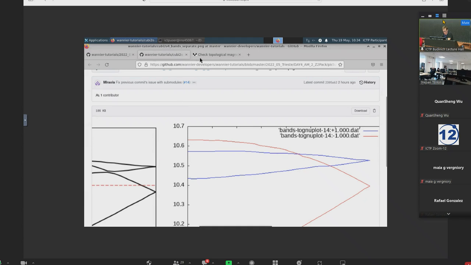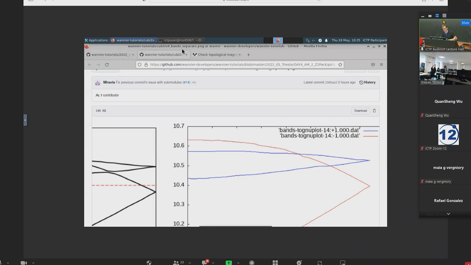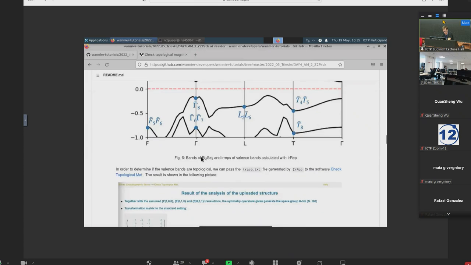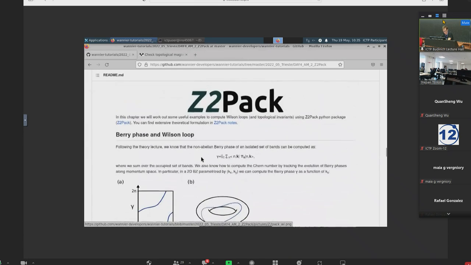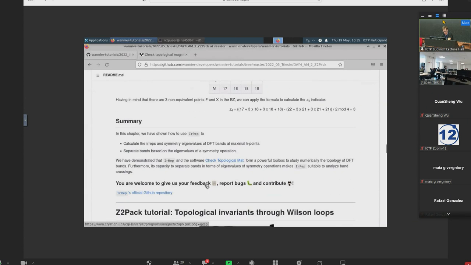So that was the illustration of another applicability of IREP. And that's, from my side, the presentation of IREP. I encourage you to use IREP, of course, and also to collaborate in it if you want, by reporting bugs, giving us your feedback, and if you want to contribute, it has its own GitHub repository. So I encourage you to do so.